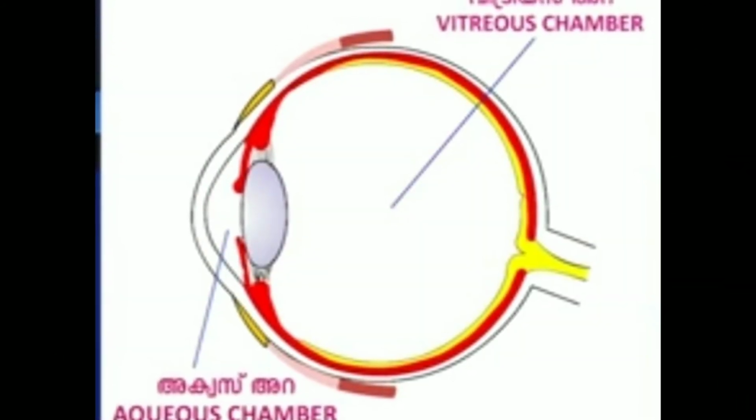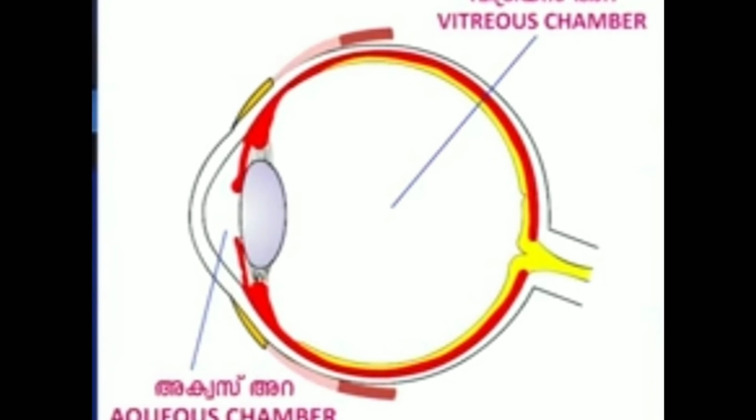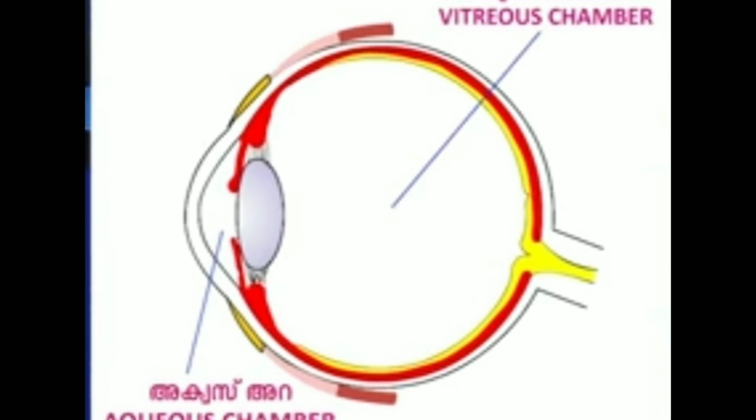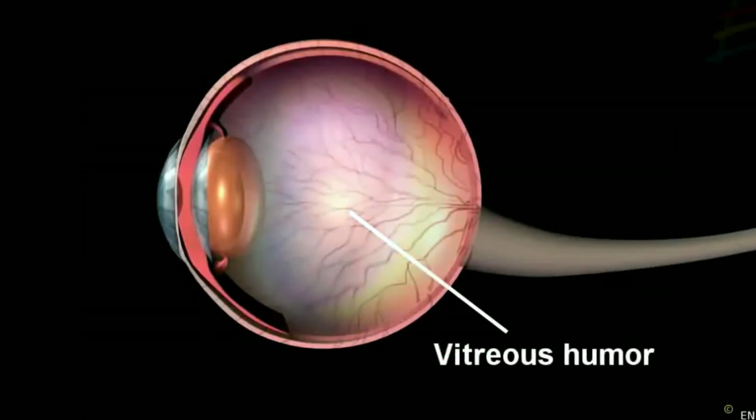And there is a large chamber called the vitreous chamber between the retina and the lens. It contains a jelly-like substance called vitreous humor. It helps in maintaining the shape of the eye.